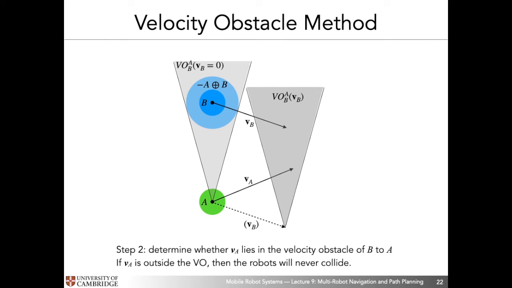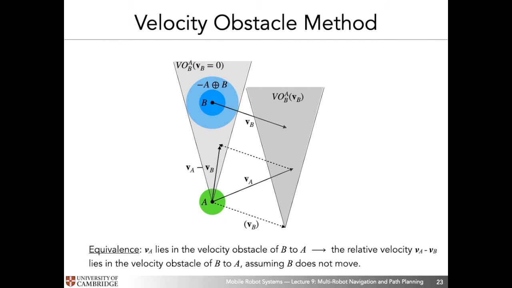And given that, we assume that none of these speeds change, right? So both of these robots know each other's speeds, and these speeds won't be changing. Hence, we know that what robot A needs to do is simply direct its speed outside of this dark gray cone here, right? So if VA is outside of this velocity obstacle, then we know that the robots will never collide, given the assumptions that I listed before.